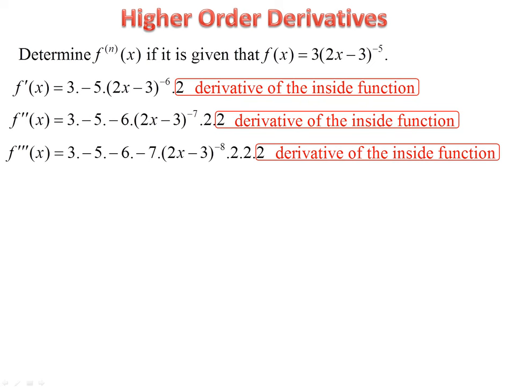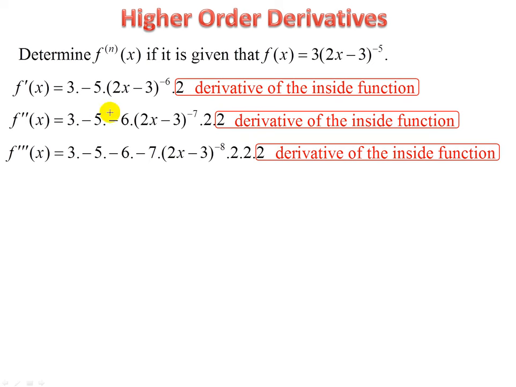Third derivative. Multiply down by the -7. 2x minus 3 stays the same. Subtract 1 off the -7. And multiply by 2, the derivative of the inside function, which just combines with those first 2 2's, giving you that. Now let's see what sort of patterns we have at this stage.